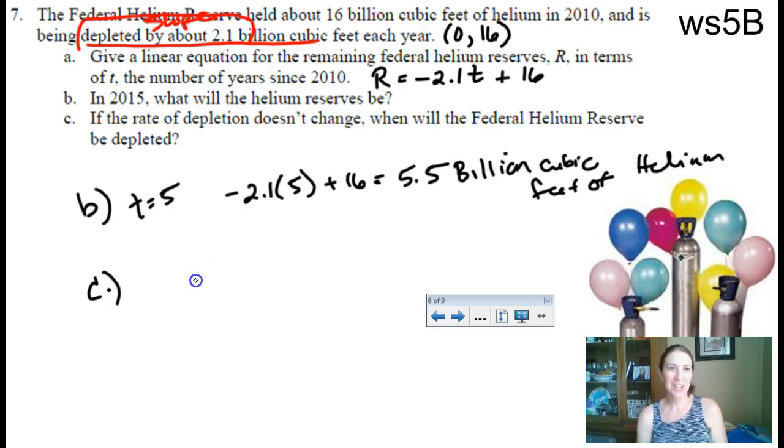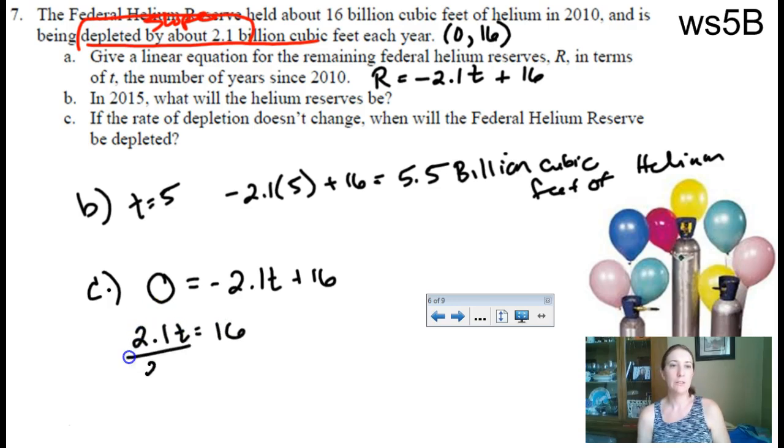All right, at the rate of depletion, if it doesn't change, when will the reserve be depleted? The amount in the reserve would be nothing if it's depleted. So in my formula, the reserve is 0, and we're going to have to do a little algebra to figure out what that T represents, and then go back and remember what T represents specifically. If I add the 2.1T over and do a little division, it doesn't come out beautifully, of course, because it's life. So it's like 7.6 years.